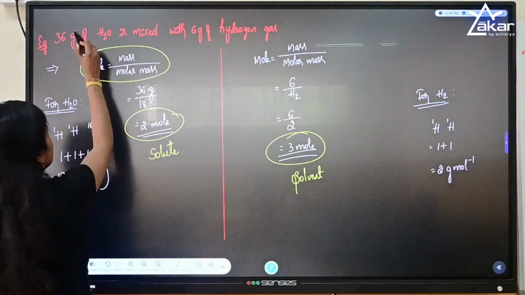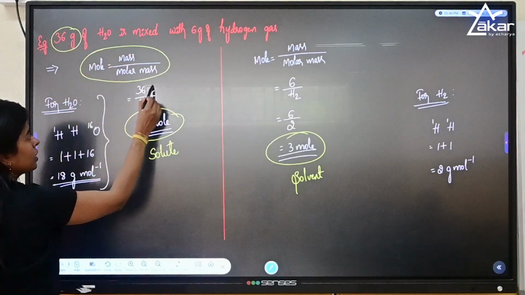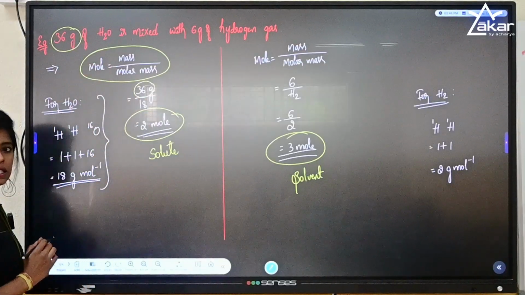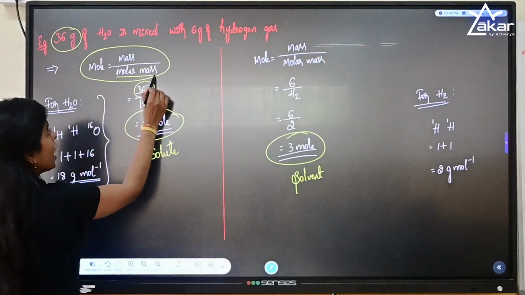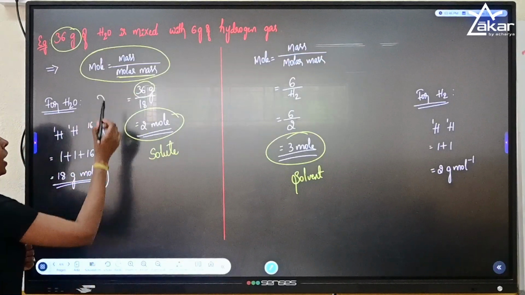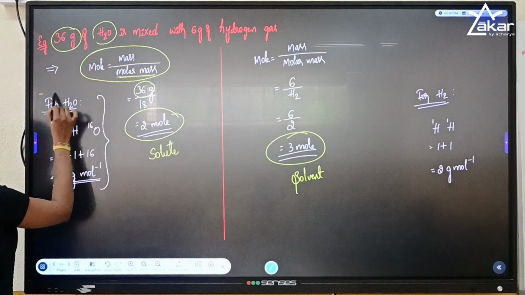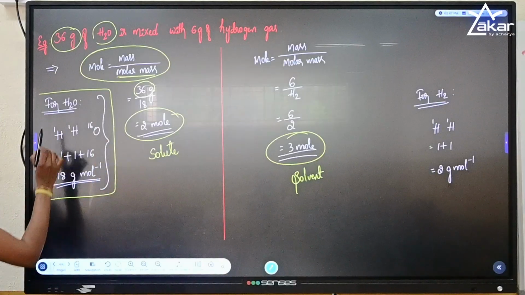So what is the mass that they have given? 36 grams of water. So let us write that as it is, 36 grams divided by molar mass. How to calculate the molar mass of water? So this is a calculation for molar mass of water.